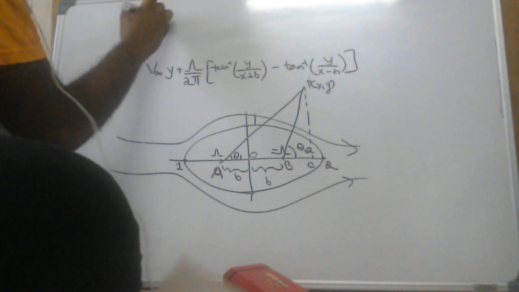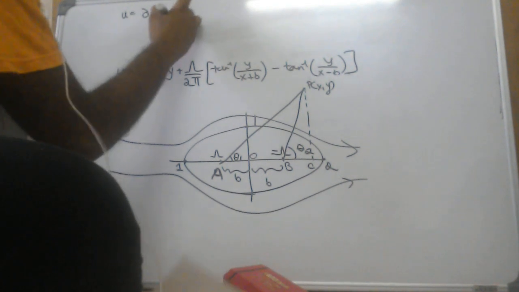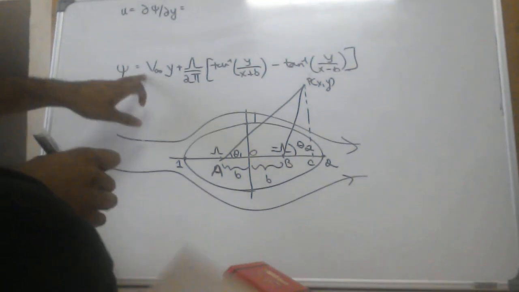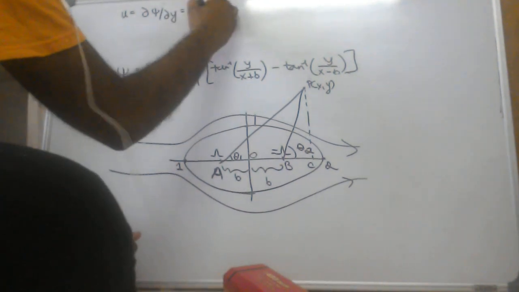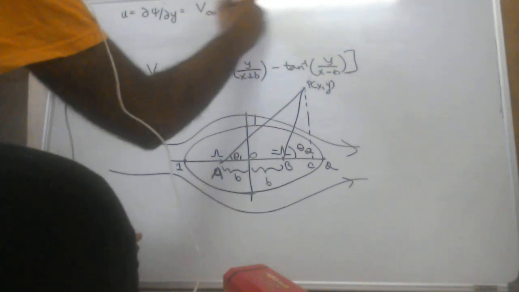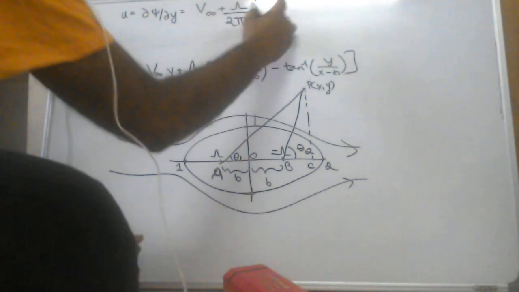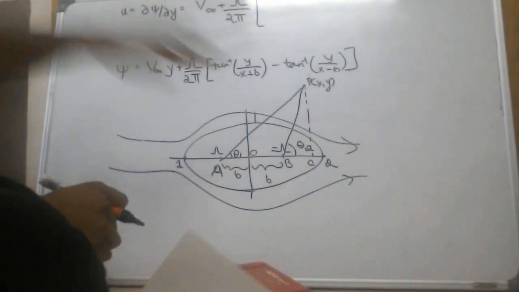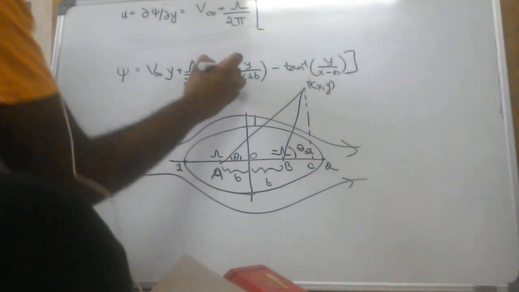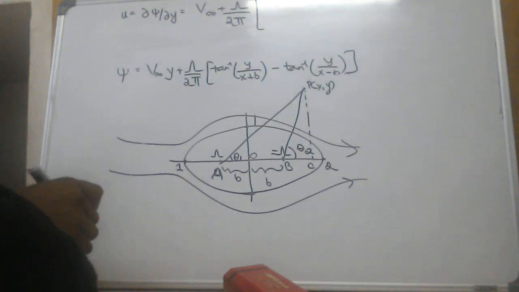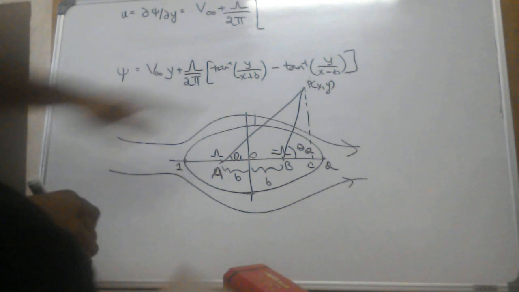U is equal to ∂ψ/∂y, right? So if I differentiate this with respect to y, what do I get? I get V∞ + (λ/2π) tan⁻¹(x). The derivative of tan⁻¹(x) is 1/(1+x²). Now we need to use the chain rule in order to do this.